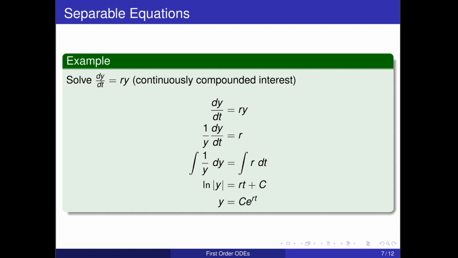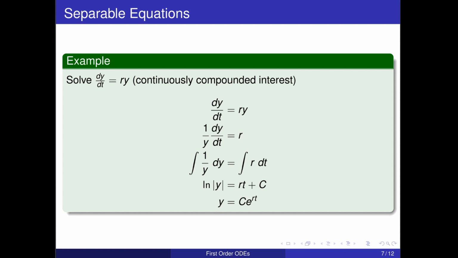Okay, so here's a pretty easy example. dy/dt is just some constant r times y. You might think of this as, for example, investing with continuously compounded interest, some fixed interest rate r. So here r is a constant. All right, so we want to move the function of y to the left-hand side. So in this case, we just divide both sides by y. We've got 1 over y dy/dt is equal to r. And now we can integrate both sides.